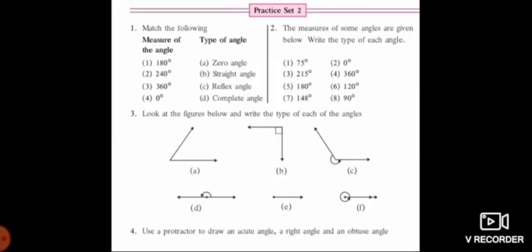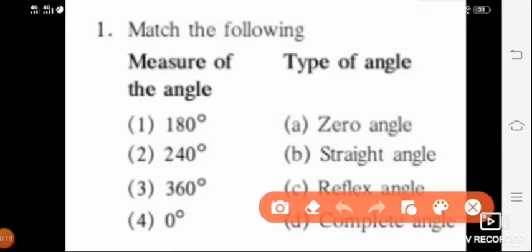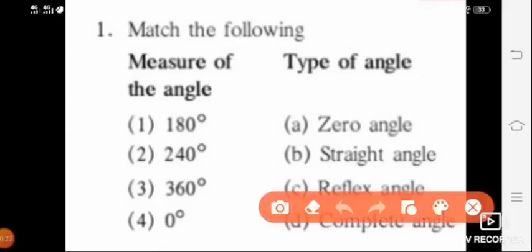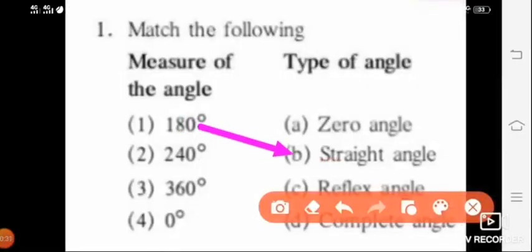So here we are having practice set 2, question 1, match the following. So first we will solve that question. Here they have given in the first column the measure of the angle and in the next column the type of angle. The first measure is 180 degrees. 180 degrees means, yes, it is a straight angle. So we are going to mark straight angle in this way. See, 180 degrees, straight angle.